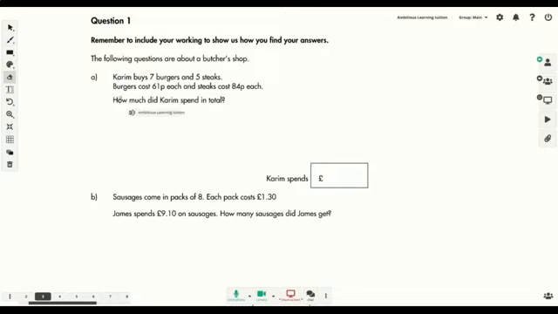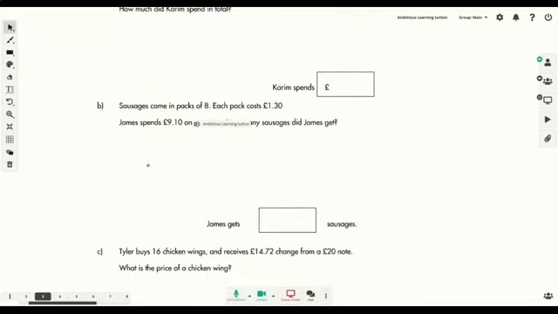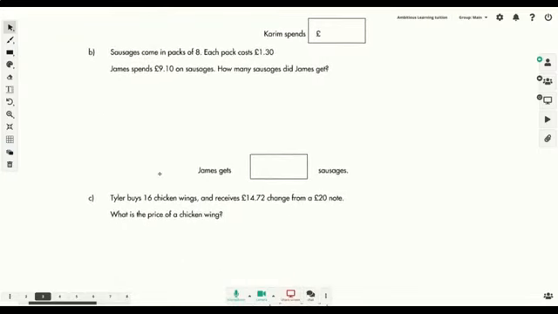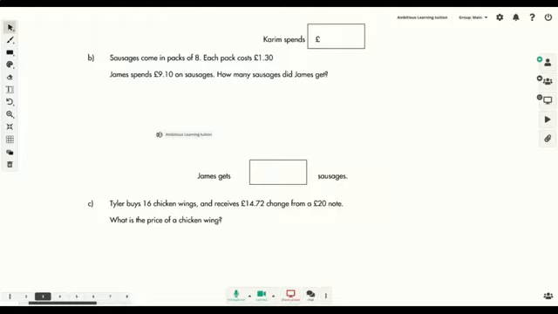Let's do the next one now. The next one is really easy like the first one. They're just telling you the sausages come in packs of 8. Each pack costs £1.30. Jem spent £9.10 on the sausages. How many packs of sausages did Jem get?